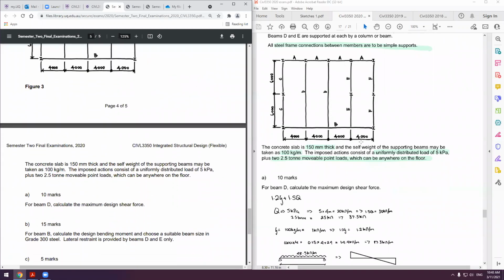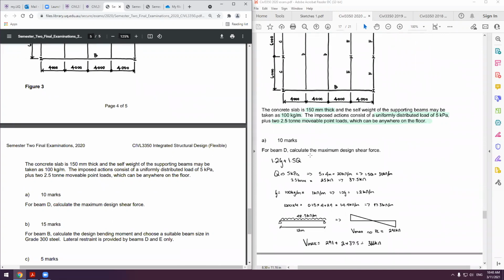So, question A is for beam D. So these beams here. What is our maximum design shear force? So we're dealing with 1.2 G plus 1.5 Q. So you take 5 kPa, which turns into 7.5 kilonewtons per meter when you're using that 1.5 combination factor. Then we have two 2.5 ton point loads, which are essentially 25 kilonewtons each. It's 37.5 kilonewtons when you're applying that 1.5 live load factor.